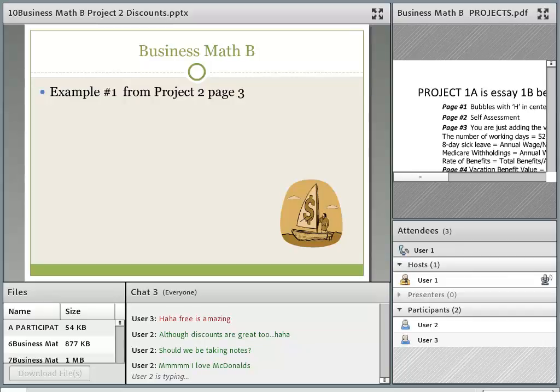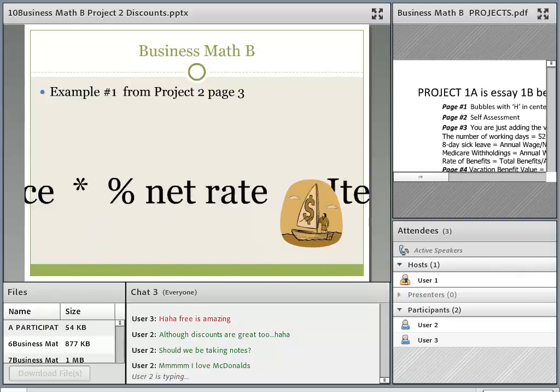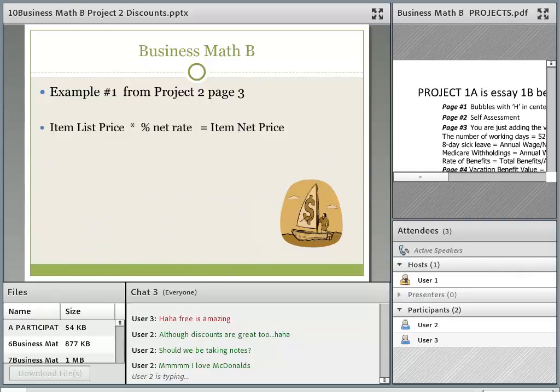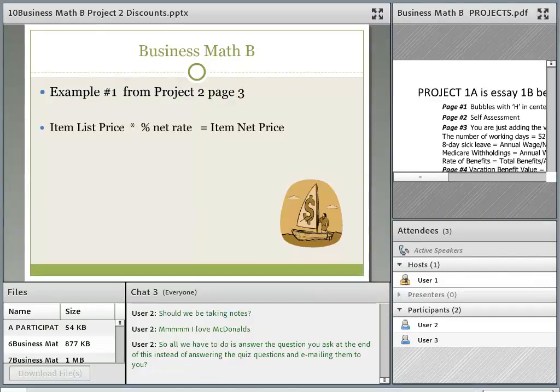Okay, so this is one of the examples from your projects. In project 2, it's on page 3. The first couple pages are on the supply chain with your business. One of the formulas listed there is the list price times the percent rate equals the new net price.